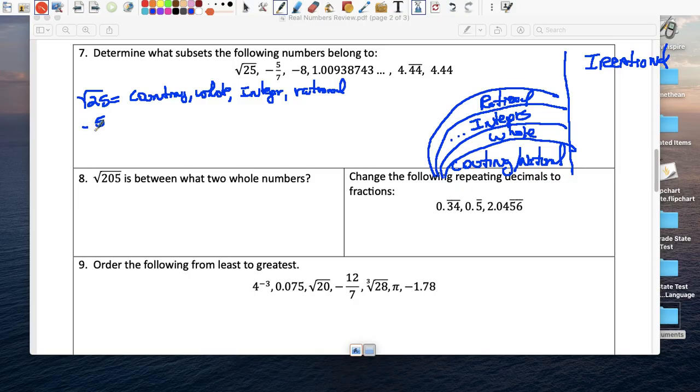Negative 5 over 7. Well, negative 5 over 7 is not a counting number. It's not a whole number. It's not an integer, and it's just rational. Negative 8, just negative 8. Well, negative 8 was not part of the counting and natural numbers. It's not a whole number, but it's definitely an integer. And it's also a rational. Look in your notebooks, right? You have that.